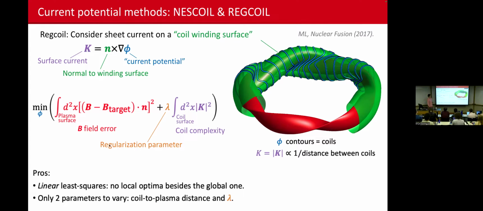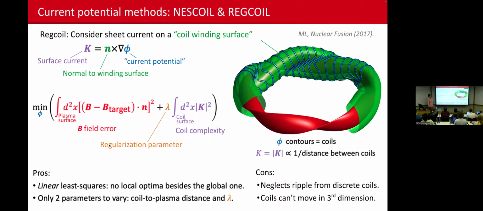Okay, this is really, really nice because if you actually write down this term in terms of the current potential, you'll find it's actually a linear least squares problem. Linear least squares is convex. That means it just has one global minimum, and we know how to find it. So this is really nice. And there are only 2 parameters here. There's where you put the winding surface, and then there's this regularization parameter.